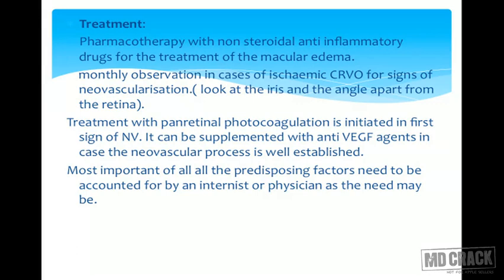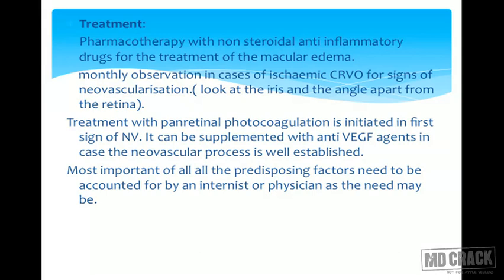The monthly observation in cases of ischemic CRVO for signs of neovascularization is very important. The sites of neovascularization, as we have discussed in the flowchart, were the iris, the anterior chamber angle, the peripheral retina, and the disc. At every follow-up, it is important to look at all these four sites, so as not to miss the first sign of neovascularization, because that indicates the time of initiation of treatment. Treatment with panretinal photocoagulation in cases of CRVO, or central retinal vein occlusion, is initiated at the first sign of neovascularization.